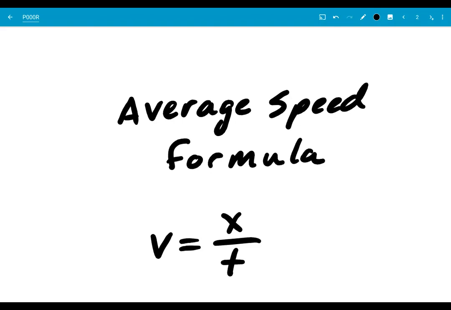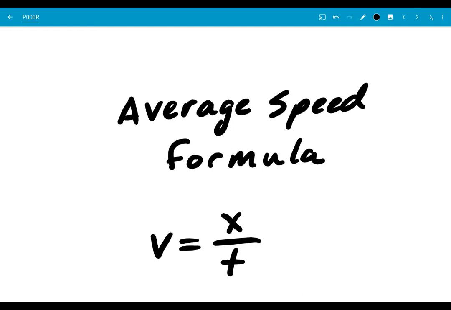All right, hey everybody. So today we're going to be working using the average speed formula. We talked about it the other day in class, but this is just a reminder. The average speed formula is V equals X divided by T. The V stands for average speed. The reason why it's a V is because of the word velocity, which we use kind of interchangeably frequently with the word speed.